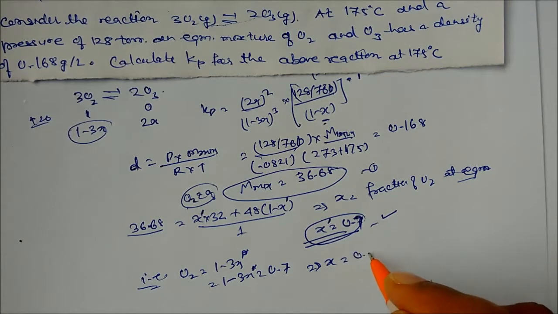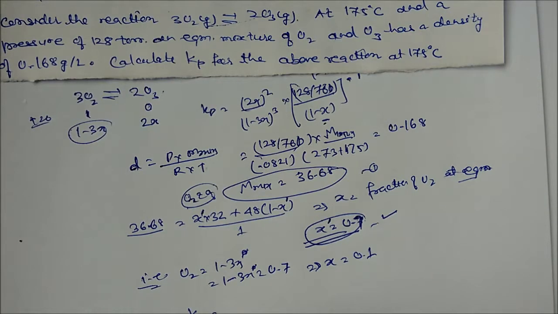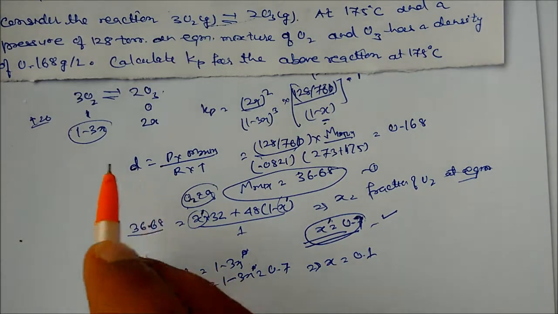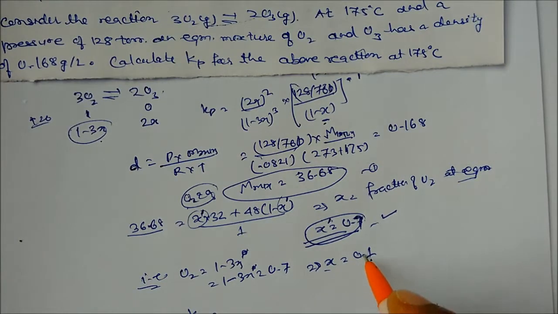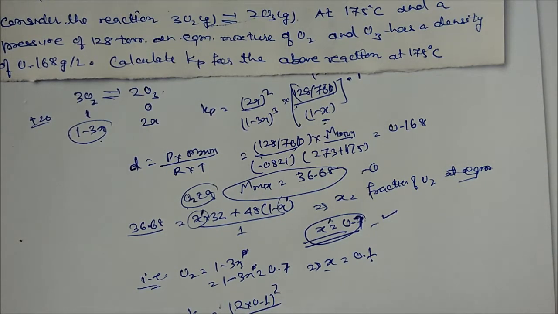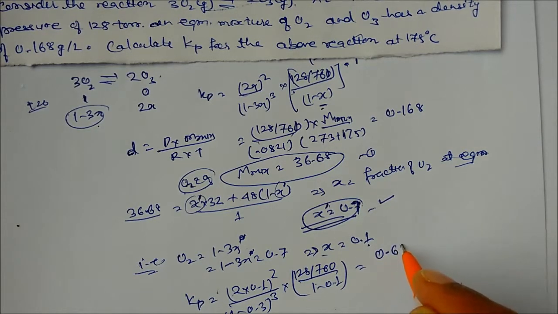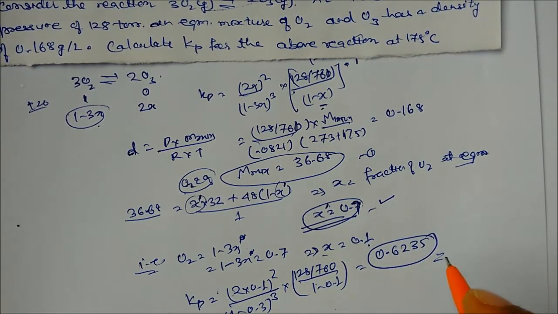It will be 0.1. Now we can use Kp. We know this x is 0.1, so keep in mind this is x dash and this is x. So x equal to 0.1, so for Kp we put the value here: 2 into 0.1 whole square divided by 1 minus 0.3 whole cube, into 128 by 760, and again you divide by 1.0.1. On solving you will get here 6235. So this is our value of this.